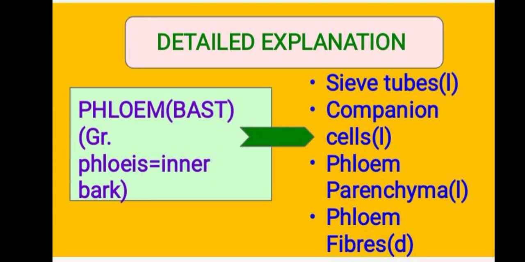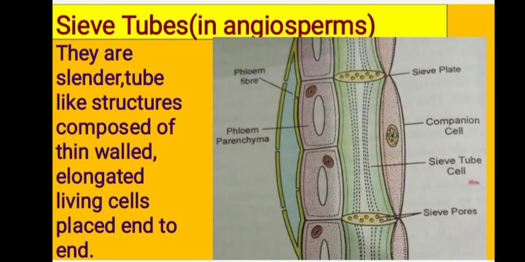Let's move further and have a detailed explanation of phloem. Phloem tissue is also called bast. And the term phloem is derived from the Greek word phloios, which means inner bark. Phloem also consists of 4 types of cells: sieve tubes, companion cells, phloem parenchyma, and phloem fibers. Out of these 4, only phloem fibers is the dead element of phloem. Let's see one by one.